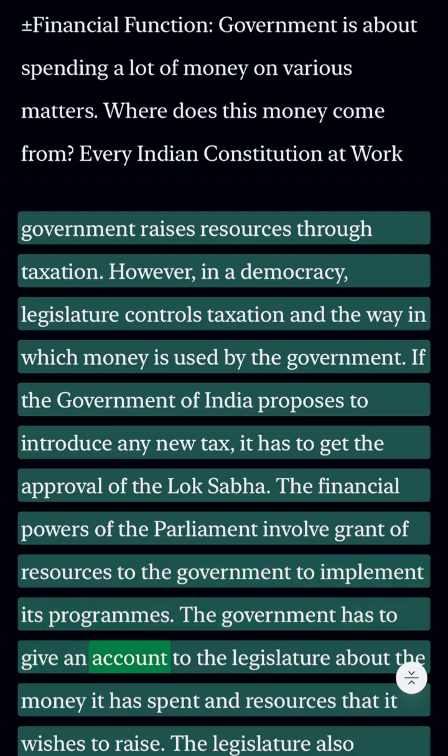The government has to give an account to the legislature about the money it has spent and resources that it wishes to raise. The legislature also ensures that the government does not misspend or overspend. This is done through the budget and annual financial statements.